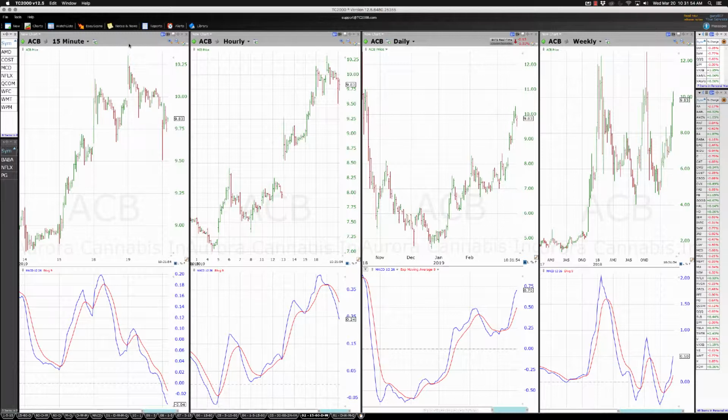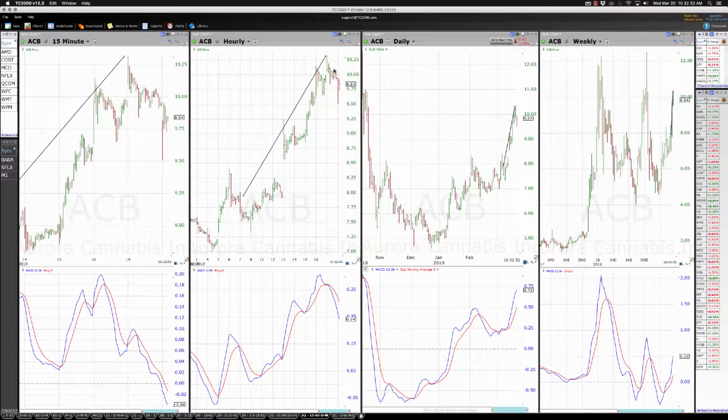So here we have ACB, and here's the 15-minute chart, the hourly chart, the daily and weekly charts, respectively. In my analysis yesterday, I said that it was very likely that we were going to have a regression as the price came in here and touched the top of the channel right there. See, every time you have a new high and it is on top of the channel, take a look at the channeling of the price here on the hourly, for instance.